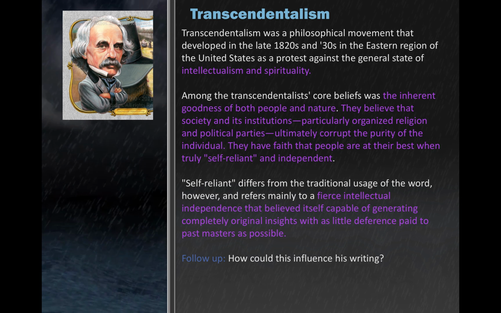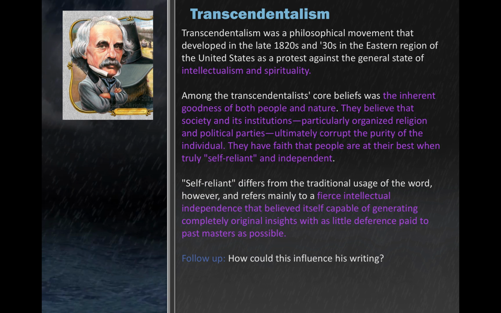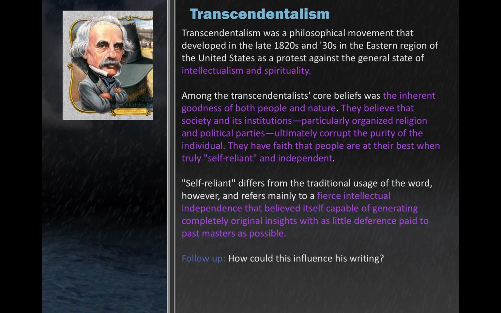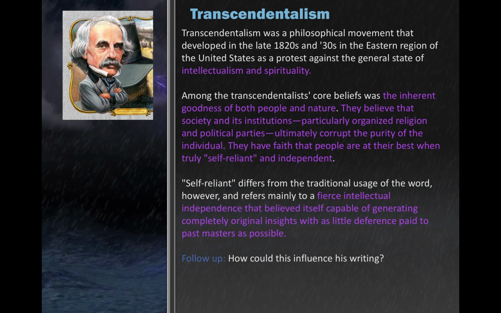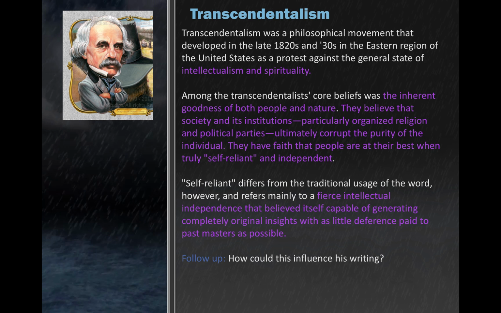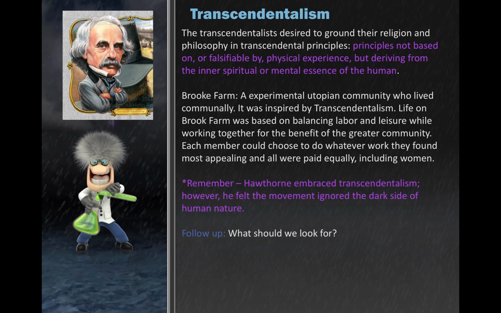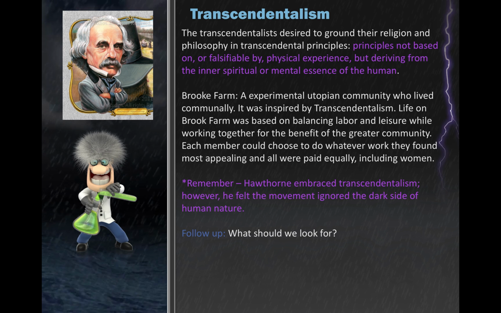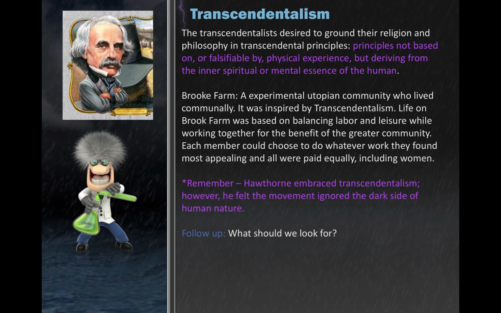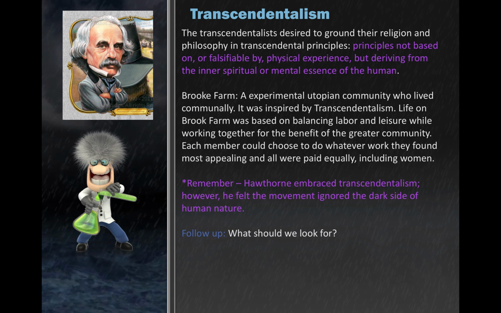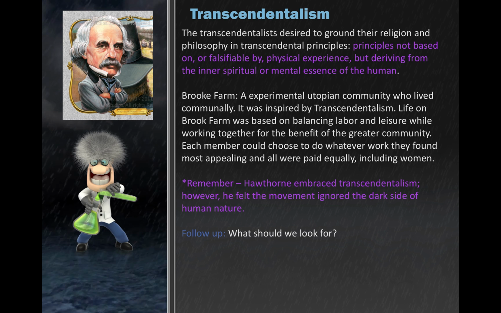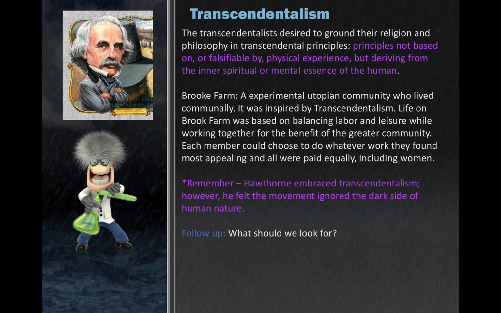That would have been anti-Plato, of course. Plato would have been the exact opposite, that we need to study and know everything there is to know to gain enlightenment. The Transcendentalists desired to ground their religion and philosophy in transcendental principles not based on or falsifiable by physical experience, but deriving from the inner spiritual or mental essence of the human. Again, so that the closer you can get to nature or your inner nature without societal influence is the ideal.